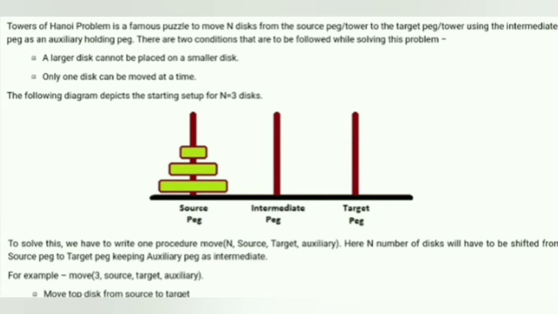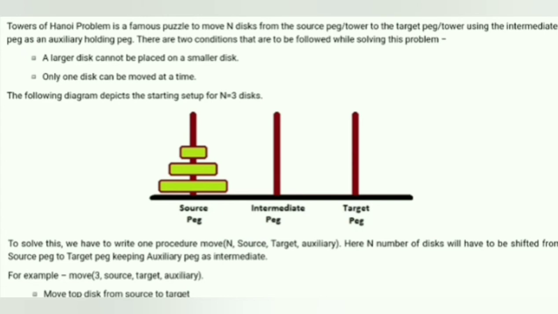So how to write the respective predicate for it? Here we are supposed to write one procedure, that is move n source target intermediate. The first argument will be the number of disks to be moved, and then from the source peg to the target peg, keeping the intermediate as the auxiliary peg.